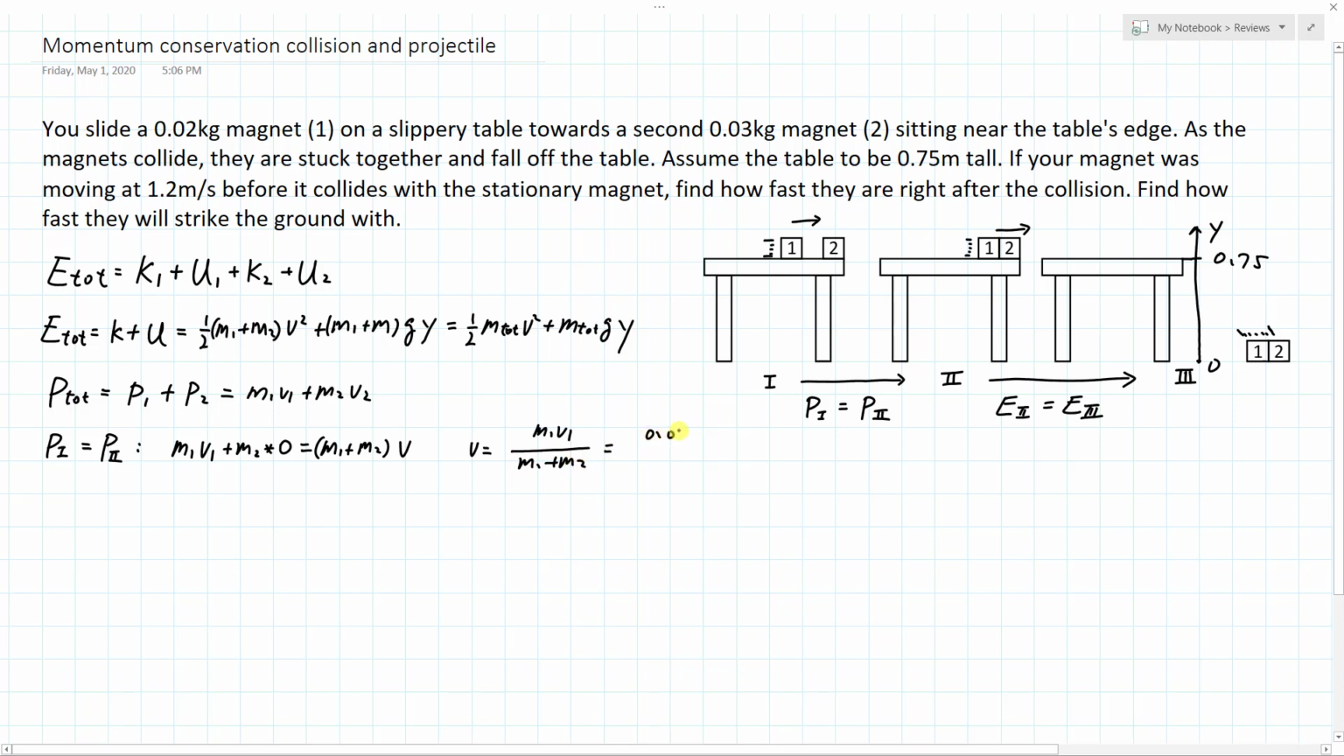So M1 is 0.02 and V1 is 1.2, over 0.02 plus 0.03, so we have a 0.05 total. Let's remember that, and you can use your calculator to get this value. And this is supposed to be 0.48 meters per second. Okay, so that's from collision. We can use this as the velocity at 2. So now you separately use energy conservation between 2 and 3.